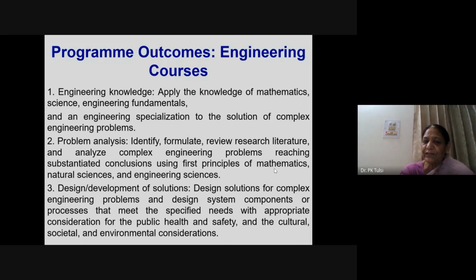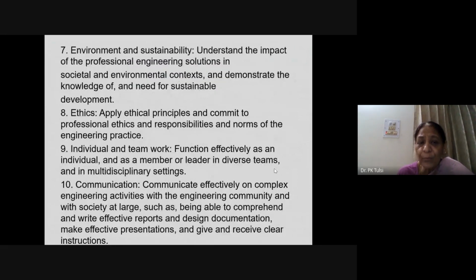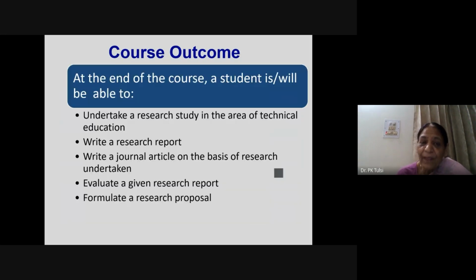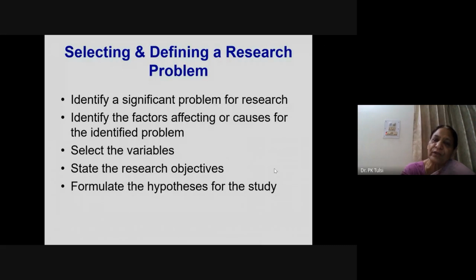Here, when you look at problem analysis, again: identify, formulate, review, and analyze complex engineering problems, reaching substantiated conclusions using first principles of mathematics, natural science, and engineering science. So when you move from program to data structures and algorithms, every learning outcome falls in the domain of data structures and algorithms. And if you go to specific modules, say in research methodology, then the learning outcomes of each module are specific to the module being offered. So these are more specific as you move from module to course, the degree of generality increases, and program outcomes are written at a more generalized level.